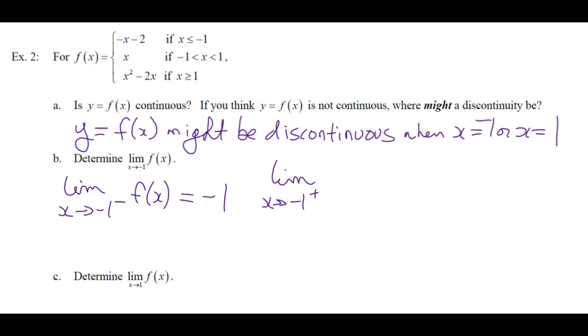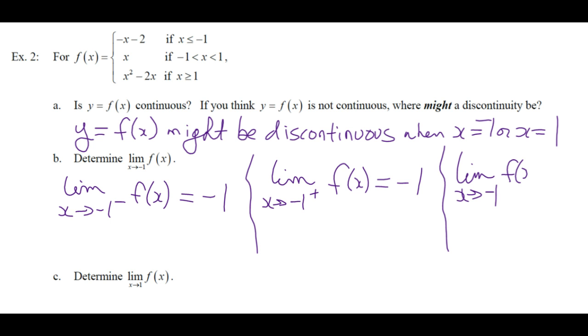The limit as x approaches negative 1 of f of x. So, what is the limit as x approaches negative 1 of f of x? So the limit as x approaches negative 1 of f of x is negative 1, right? So the two one-sided limits are the same. And so we get negative 1. Is f of negative 1 equal to this?